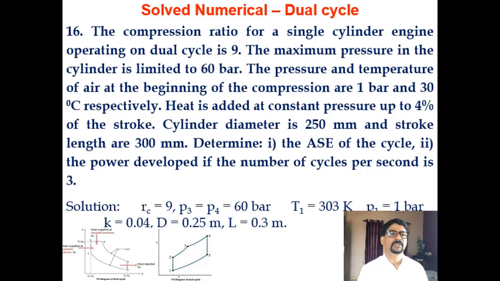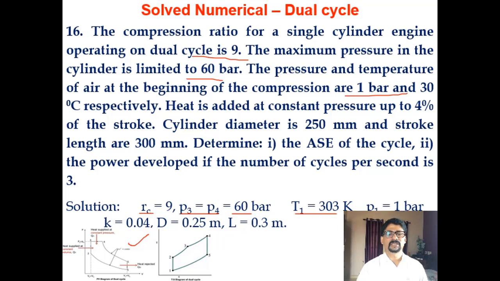Okay, so this is also a problem on dual cycle. So as usual you can draw the PV diagram for the dual cycle. Single cylinder engine, compression ratio is 9. The maximum pressure is limited to 60 bar. So RC is 9, and maximum pressure P3 is equal to P4 is equal to 60 bar. The pressure and temperature at the beginning of compression are 1 bar and 30 degrees Celsius.